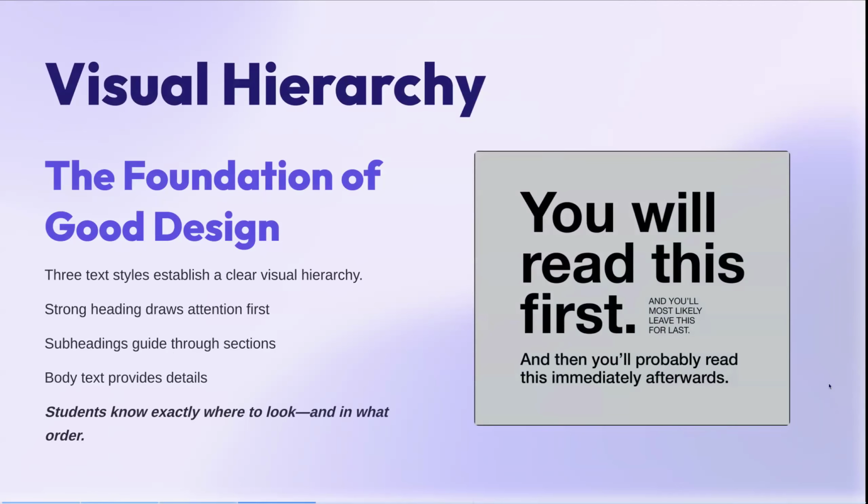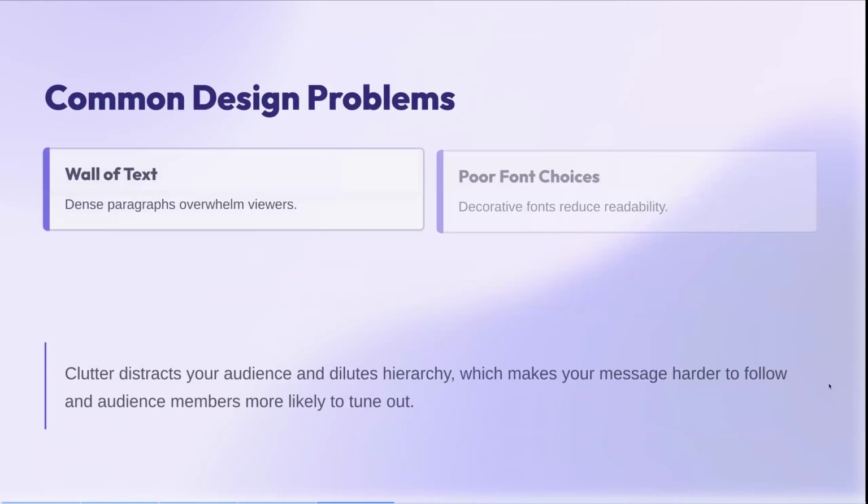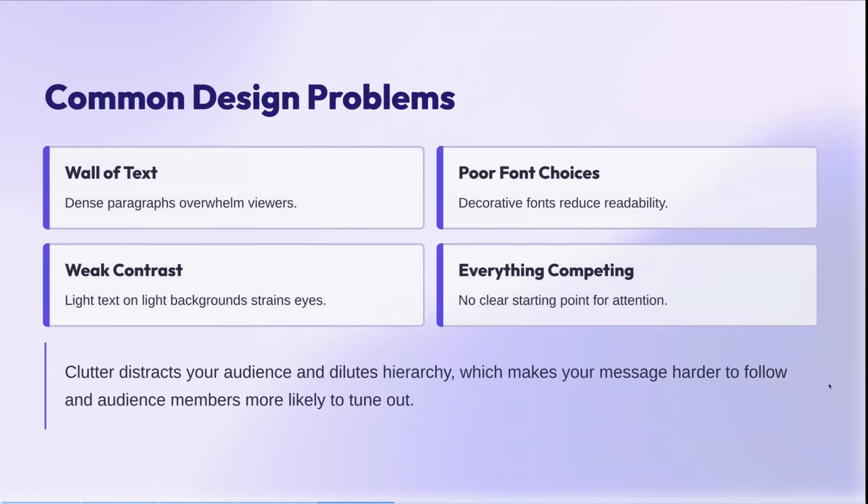First, visual hierarchy. Your slide needs a clear path for the eye. A strong heading, followed by smaller text, helps students know where to look. Some common design problems that distract and dilute hierarchy are walls of text, poor font choices, weak contrast, and everything on the screen competing for their attention.